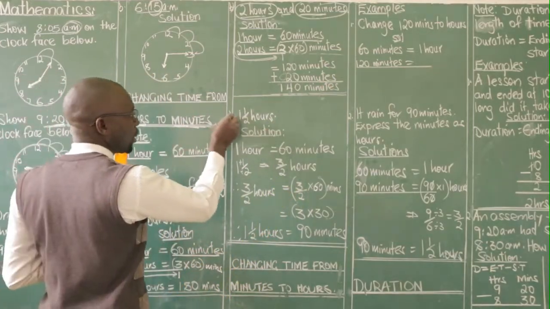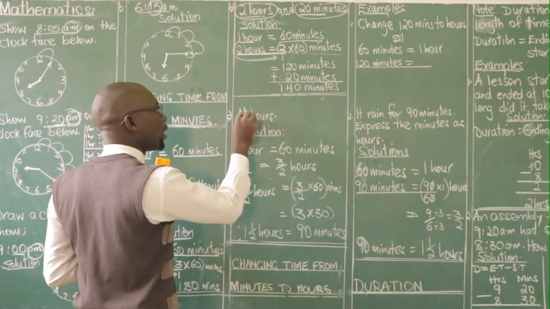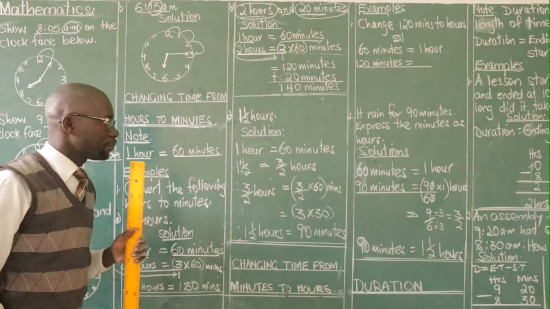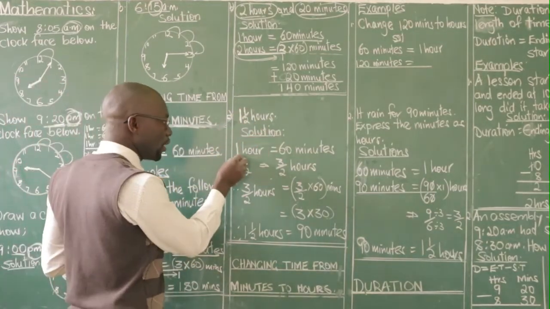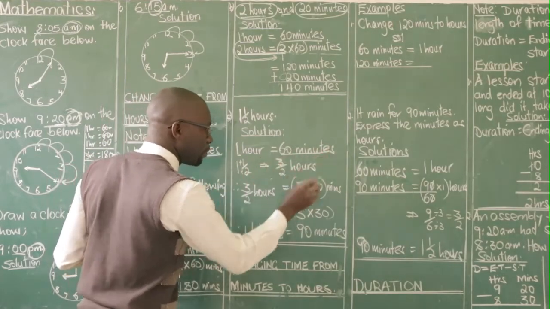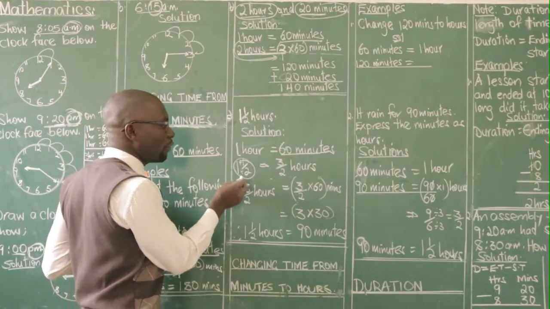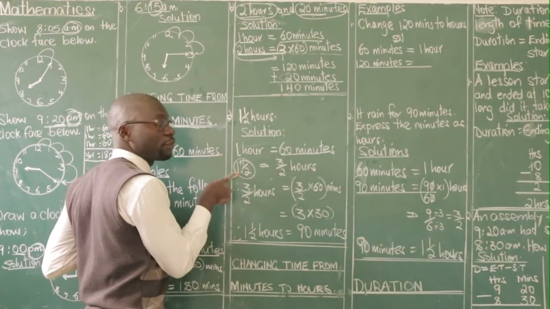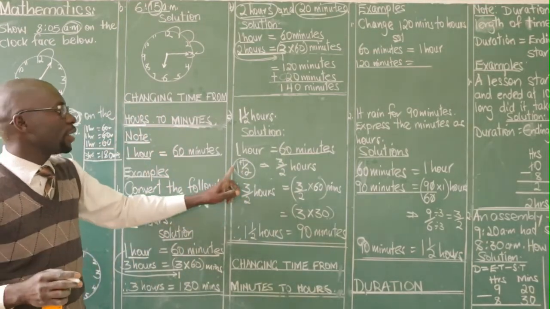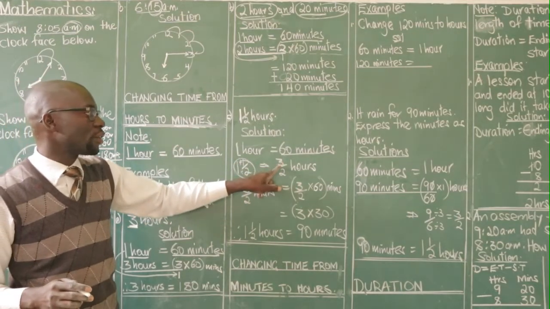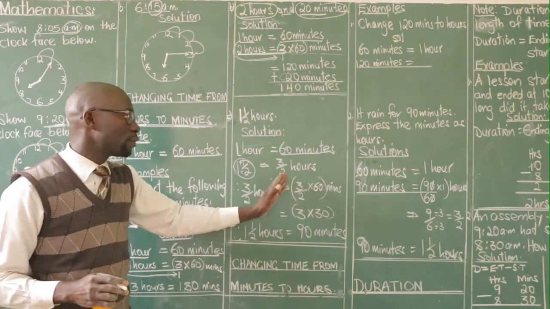Okay, so let's look at example number C. We have changing 1.5 hours to minutes. Solution. 1 hour is equal to 60 minutes. How about 1.5 hours? First of all, we have to convert this fraction. This is a mixed fraction. So we shall say 2 times 1 is 2, and then 2 plus 1 is 3. 3 out of 2. So 1.5 is the same as 3 out of 2.